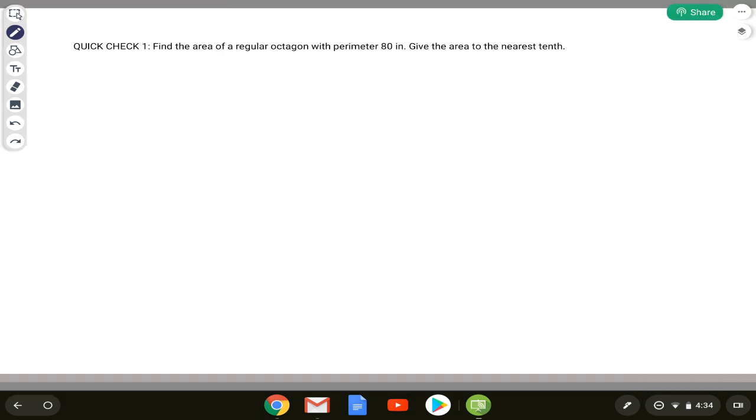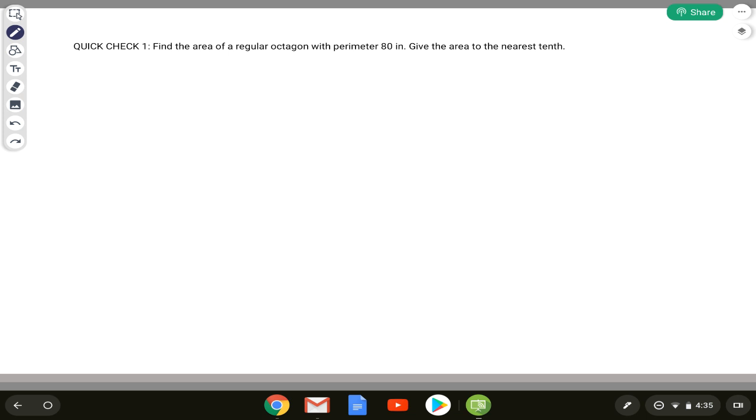Now, quick check 1 is asking you to find the area of a regular octagon with a perimeter of 80 inches. And then they want you to give the area to the nearest tenth. So pause the video and try this on your own before you restart it to check your answer.